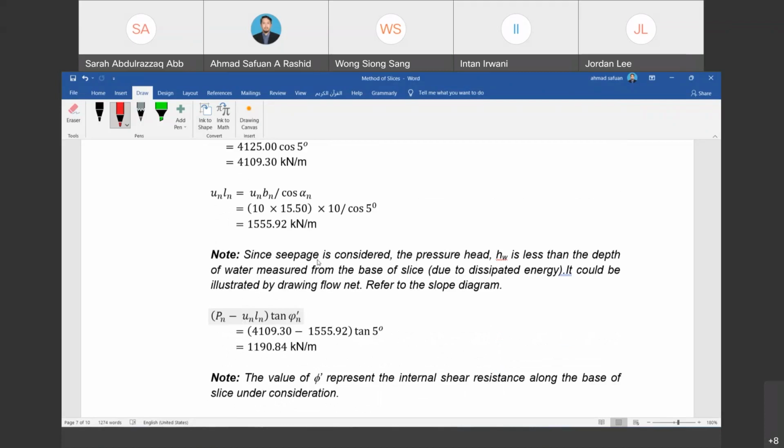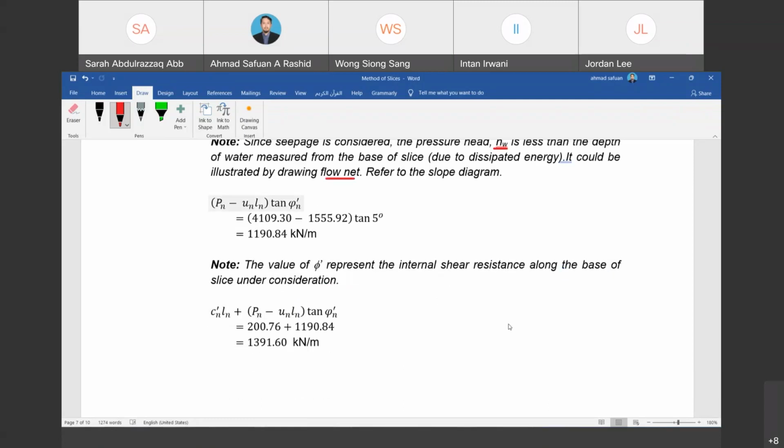Since pore water pressure is considered, the pressure head HW is less than the depth of water measured from the base of the slice due to the dissipation of energy. It could be illustrated by drawing a flow net. Refer to the slope diagram. If we are referring to Dr. Kamarudin, we need to refer to the height of the pressure head, which is HW.